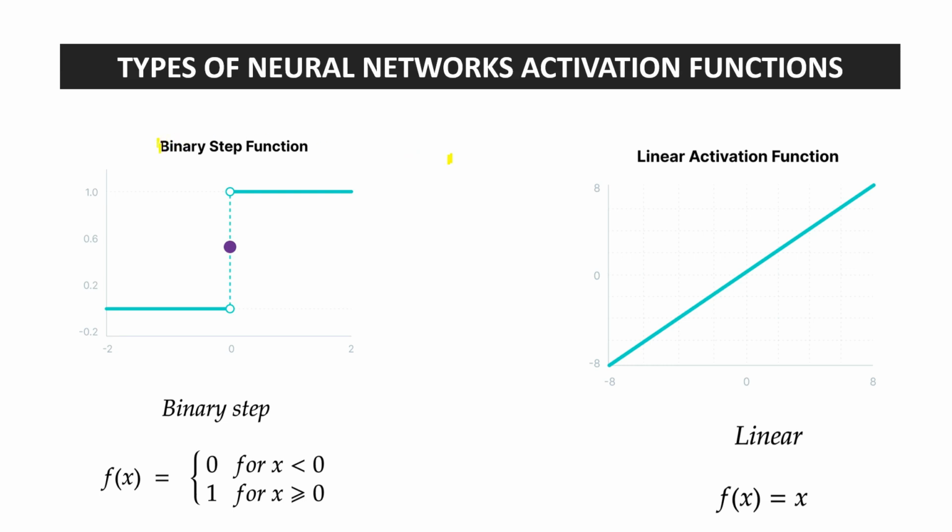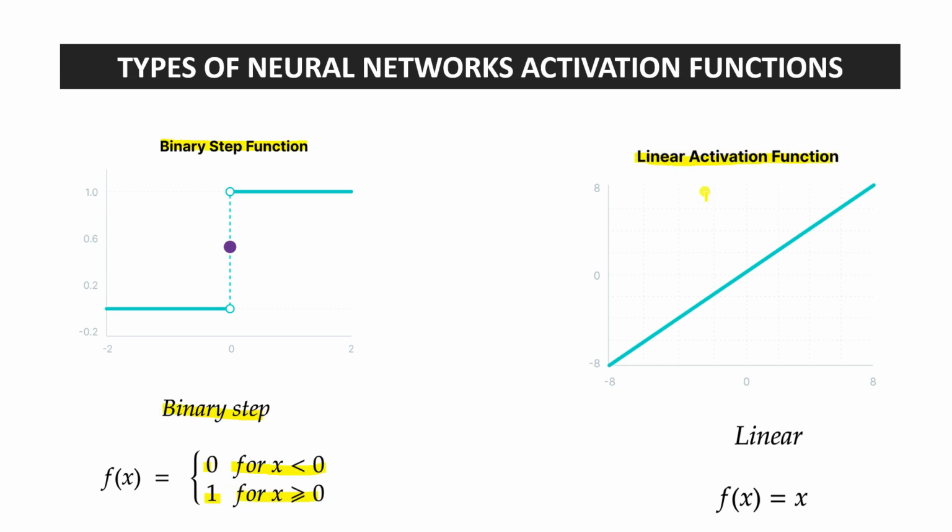The first one is called the binary step function. The second one is called the linear activation function. So what is the binary step function? The binary step function depends on a threshold value that decides whether a neuron should be activated or not. If I look at the formula of the binary step function, if the input value is less than 0, it will simply make it 0. If the value is greater than 0, it will make it 1.